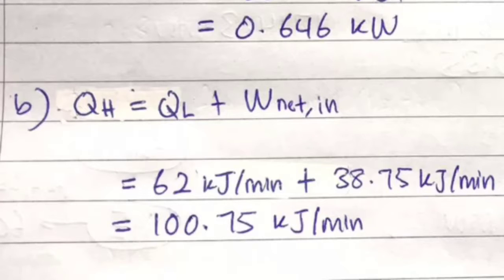For question B, the heat transfer rate to the kitchen air is determined from the energy balance. So the formula is QH equal QL plus W net in. So we put the value in the formula, 62 kilojoule per minute plus 38.75 kilojoule per minute, and we get the answer 100.75 kilojoule per minute.